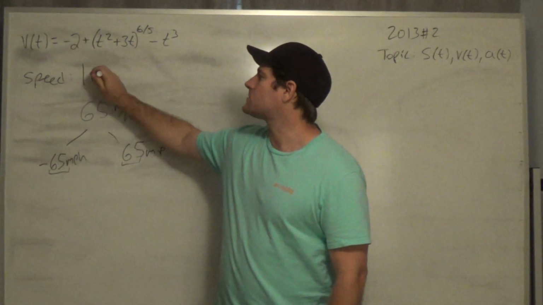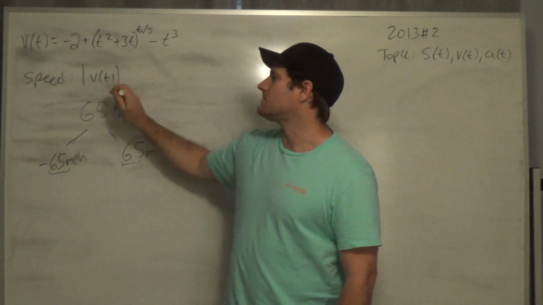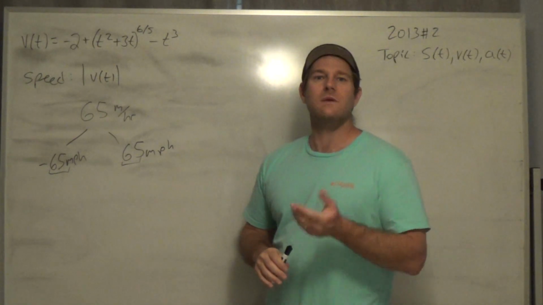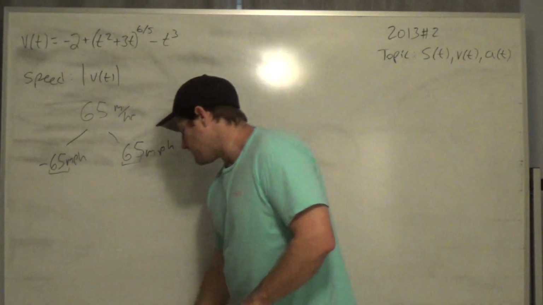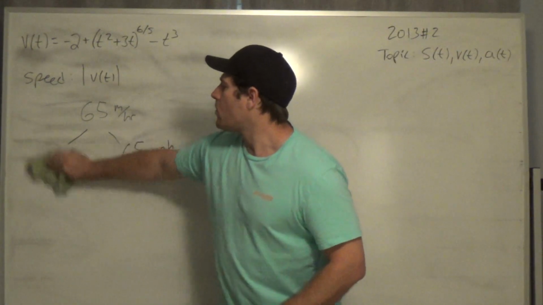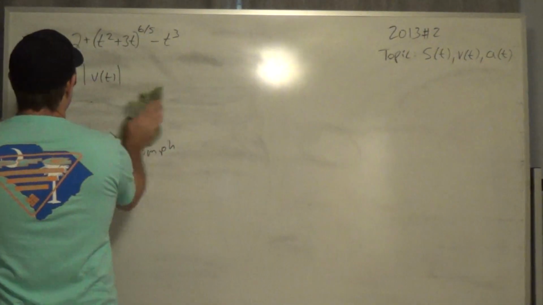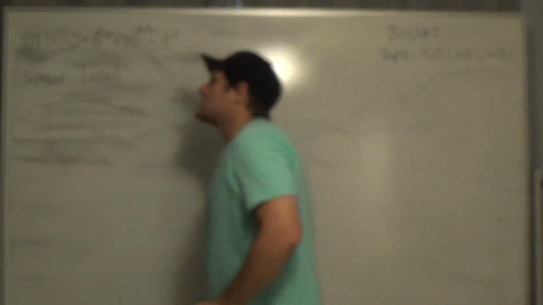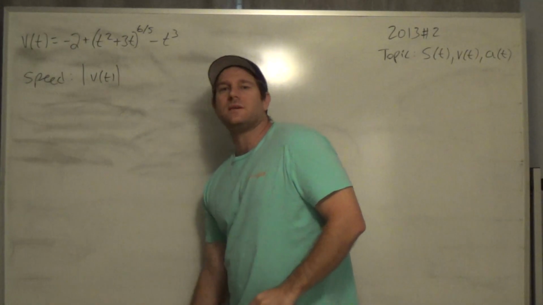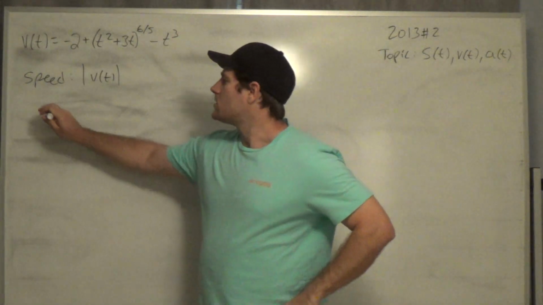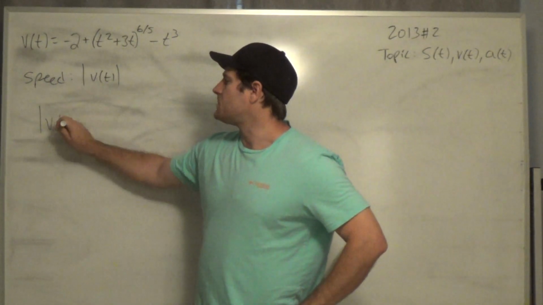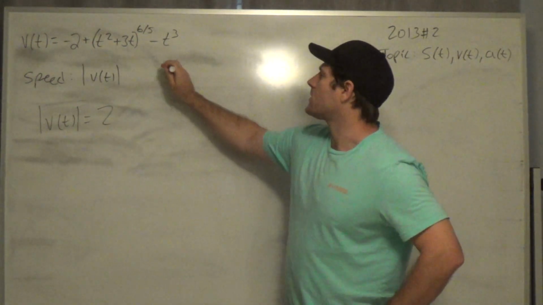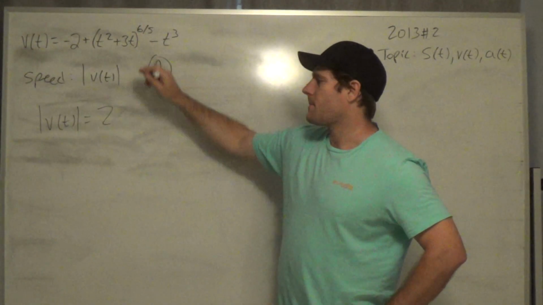Speed is the absolute value of velocity. So the absolute value of velocity is speed. So take velocity, make it positive, that's speed. All right, so why is that important for this question? For this question, they ask when is the speed equal to 2? So we want to know when is the speed, this is speed, equal to 2. Again, this is part A.